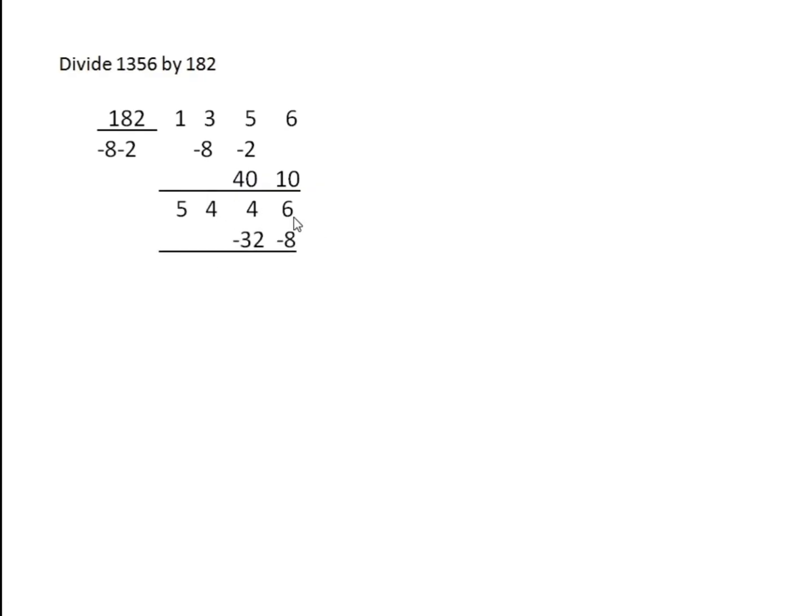Now here what we need to observe is this 446 is actually more than 182. So we can perform the division once again. So we are going to perform division for only 446, which involves leaving a place here again. So 4 into minus 8 is minus 32, 4 into minus 2 is minus 8. So that gives you quotient as 9 and the remainder is minus 28 minus 2.